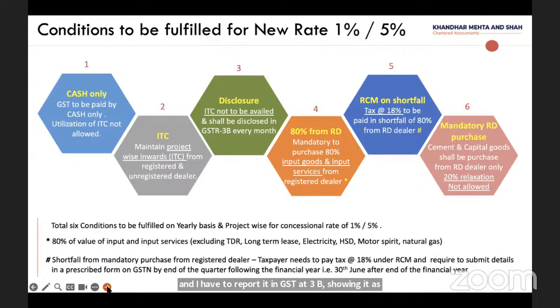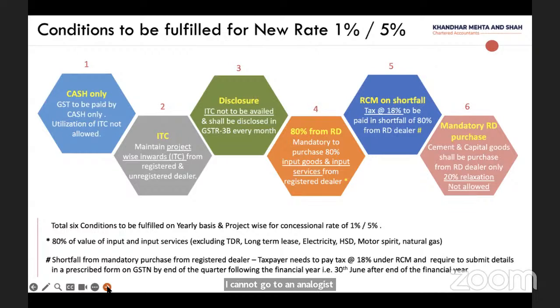Then mandatory 80%: I need to purchase from a registered dealer, input goods and input services. So whatever input goods and input services that I'm taking for that particular project, I need to compulsorily purchase from a registered dealer, who will obviously be charging me GST. So I cannot go to an unregistered dealer. So 80% is the cap that I have to meet.